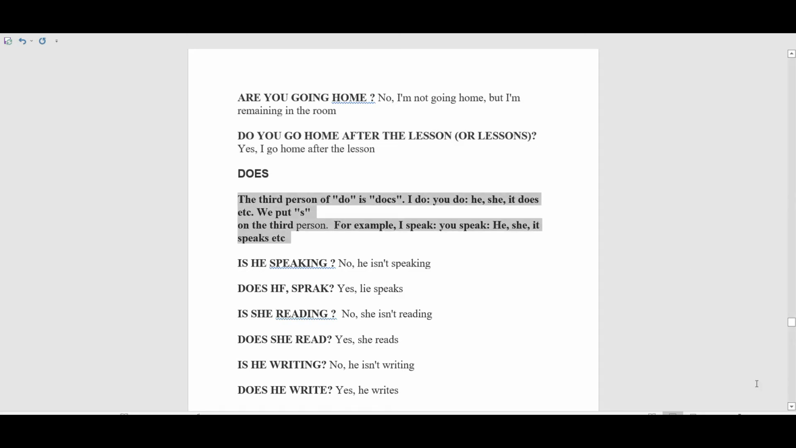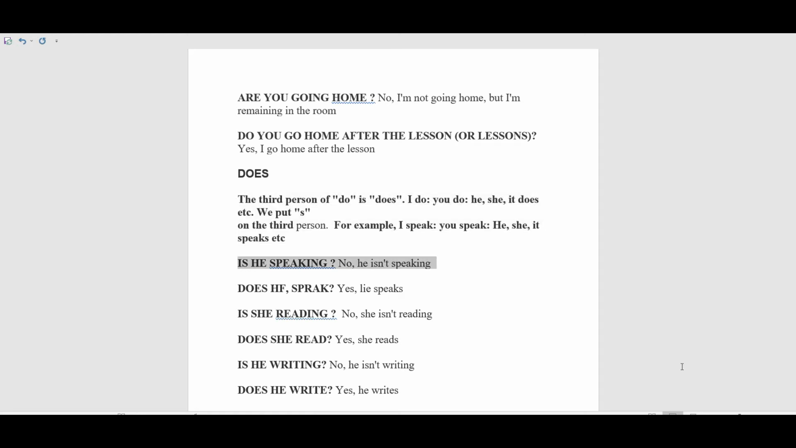Does. The third person of do is does. I do, you do, he, she, it does, etc. We put s on the third person. For example, I speak, you speak, he, she, it speaks, etc.